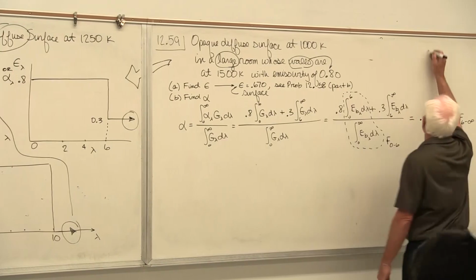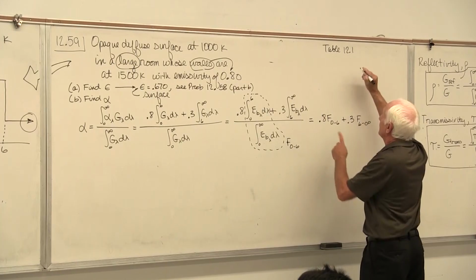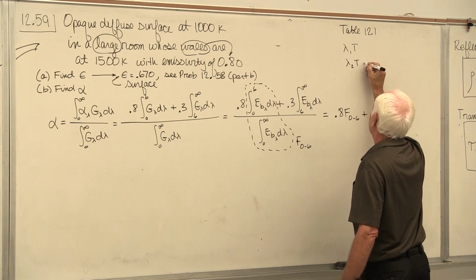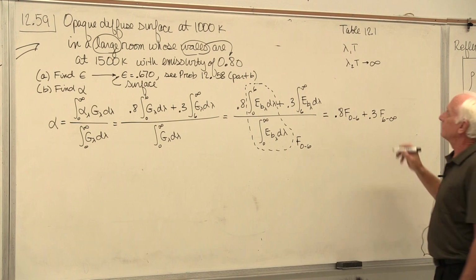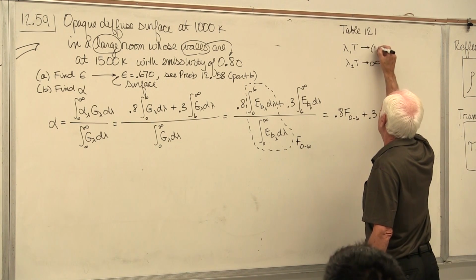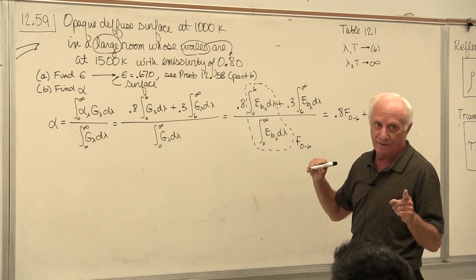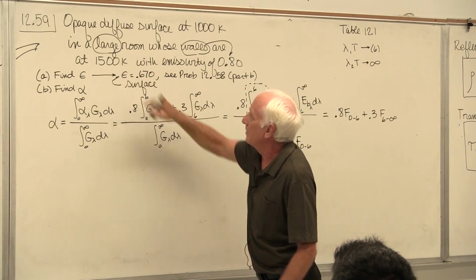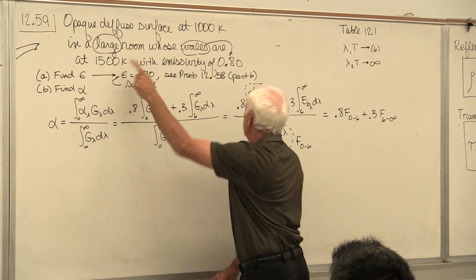Okay, table 12.1 again. We have to get lambda 1 T and lambda 2 T. Well, this guy is infinity. The second lambda is infinity. The first lambda is equal to 6. So we have 6 times the temperature. Now you've got to be careful. There are 2 temperatures given here, and don't make a mistake on them. Do you use 1,000 or do you use 1,500? You're saying this is the irradiation. Where did the radiation come from? The walls of the room. Oh, 1,500.